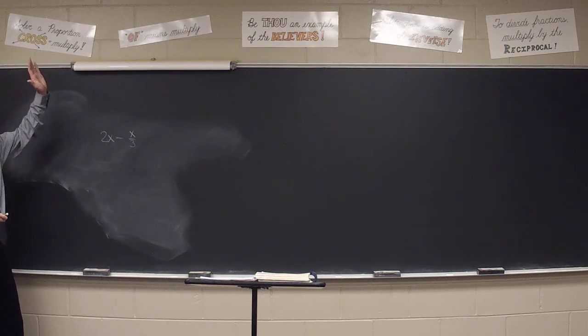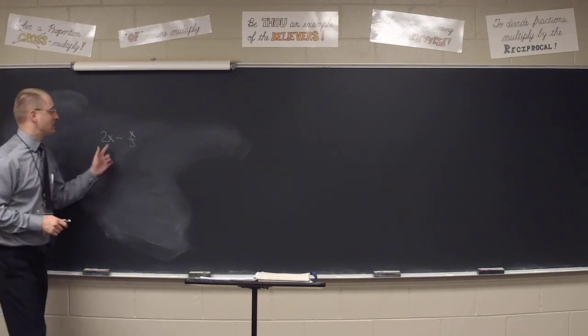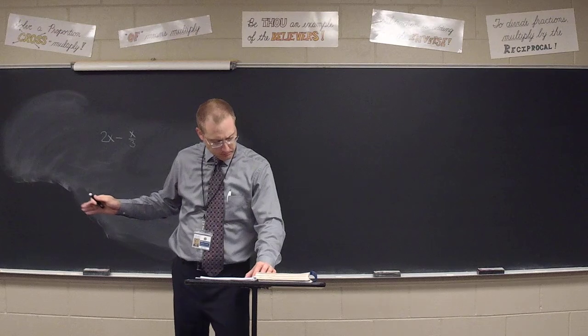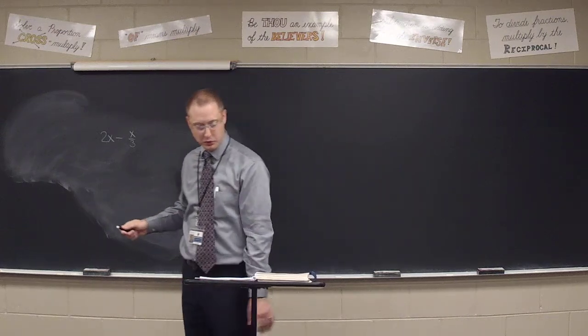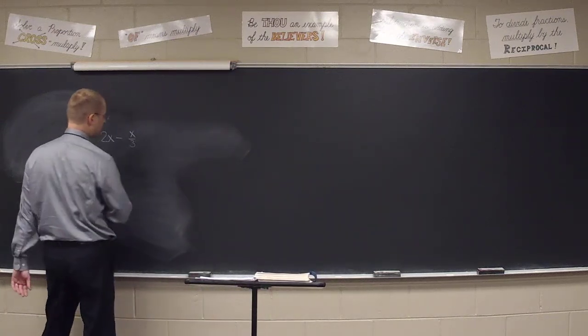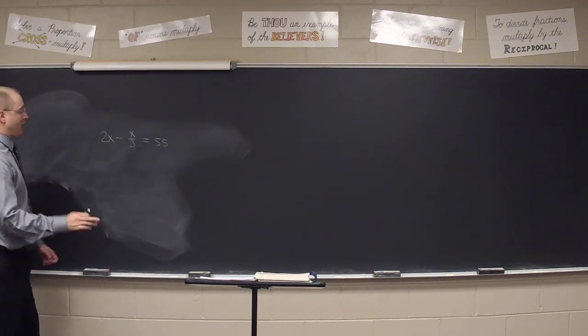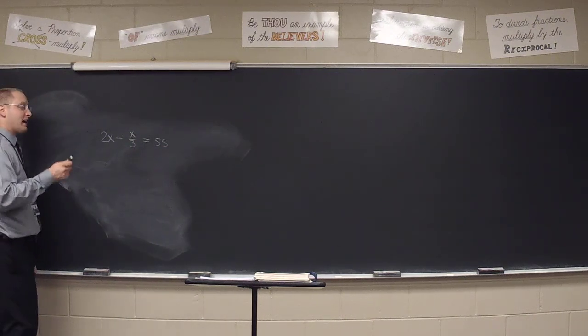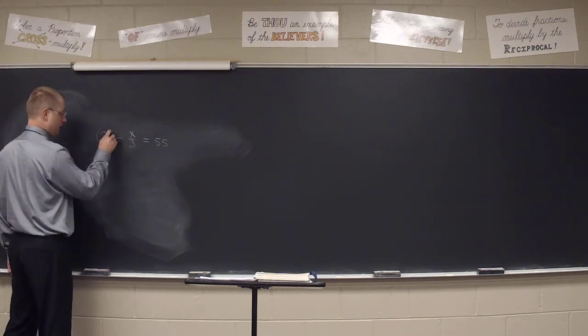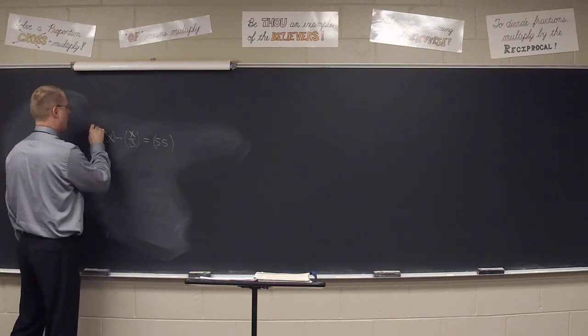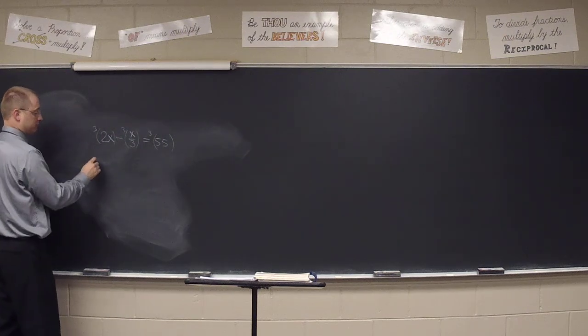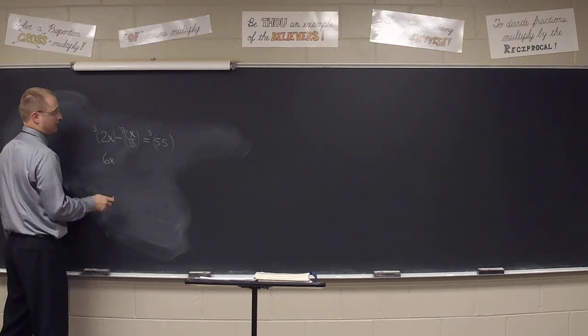How many have that initial setup correct? How many had it backwards? All right. And then it says if 1/3 of a number is subtracted from twice the number, the result is 55. How would I write that? Equals 55. And then if I didn't like the fraction, I could multiply everything by the LCD, which is 3. And of course, 3 times 2x is 6x. Here the 3's cancel to get 3x.